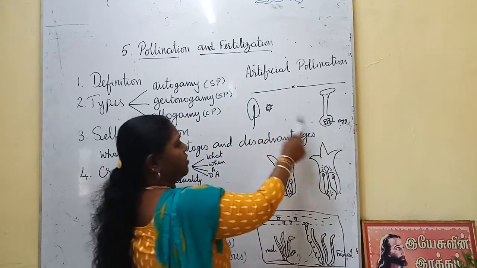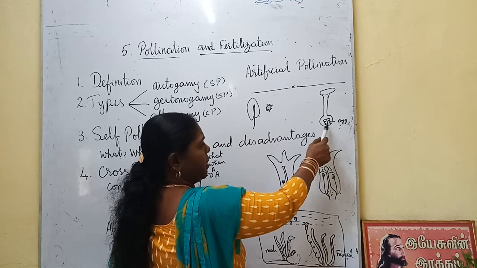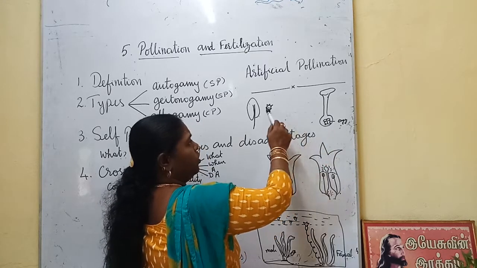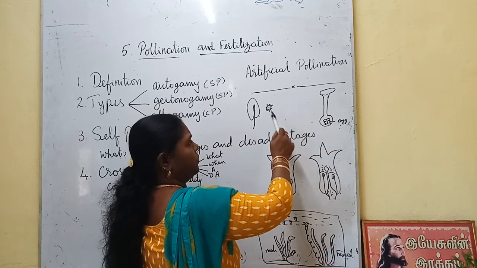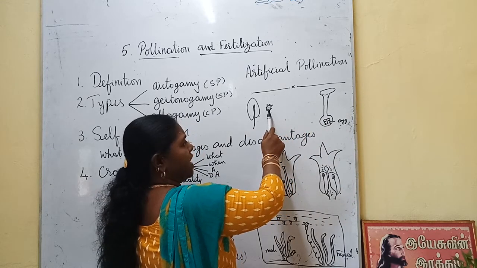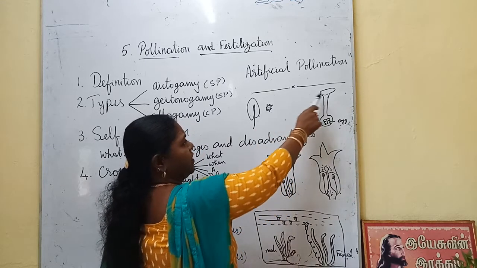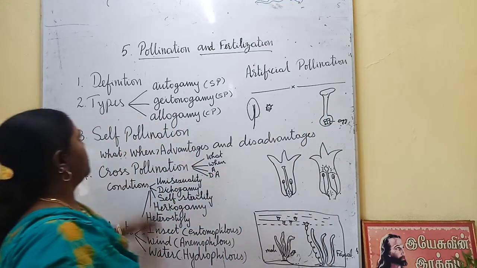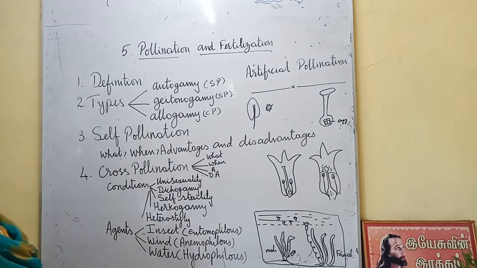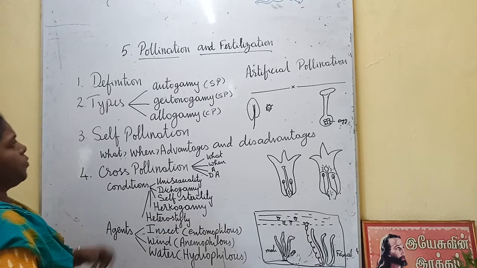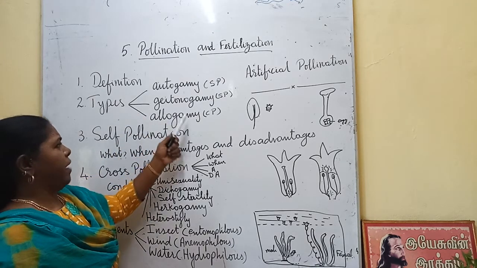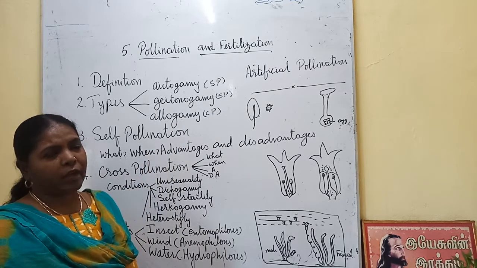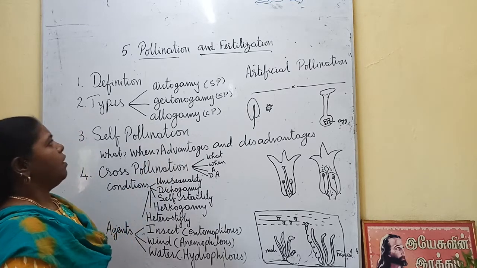How will this male gamete reach the female gamete? The female gamete is in the ovary, so through the stigma and style the sperm reaches it. So the first step is the transfer of pollen grain from the anther to the stigma. That is called pollination, that is the definition of pollination. And the types of pollination are autogamy, geitonogamy, allogamy.